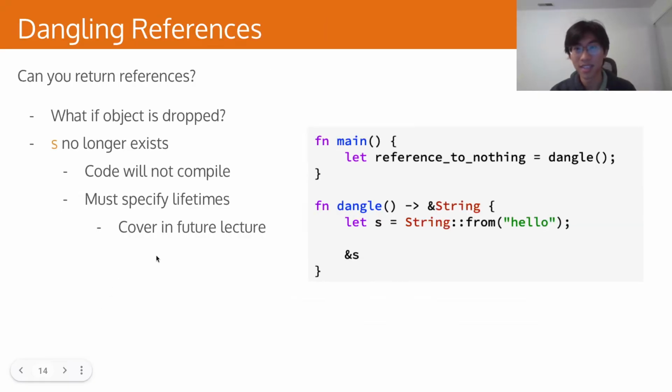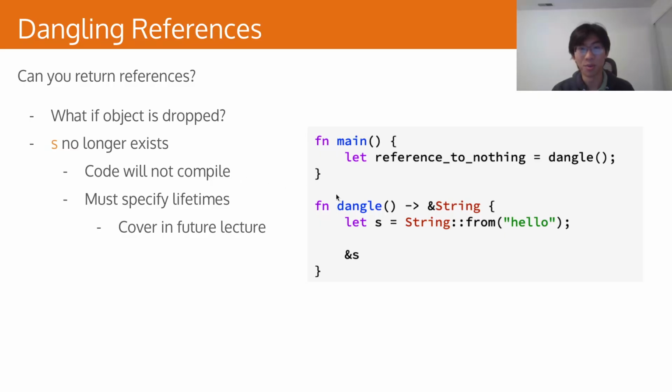Another common error is when you try and return a reference. So here the error occurs because we declare a string s inside the function, then we try and return a reference to it. But at the end of the function, s goes out of scope. So this reference is essentially pointing to nothing.